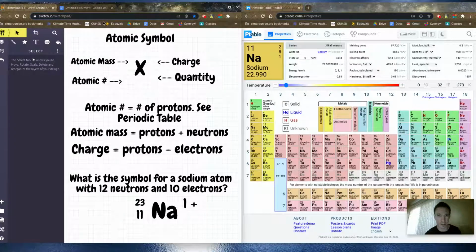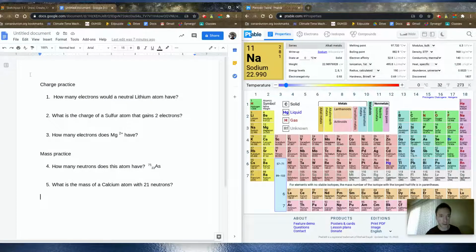All right, let's do some practice problems here. Charge practice. How many electrons would a neutral lithium atom have? Okay, let's look at lithium. It has 3 protons. It tells you on the periodic table right above it. 3 protons. So if it's neutral, that's the same as 0 charge, no charge. That's neutral.